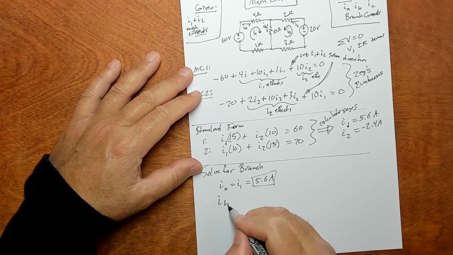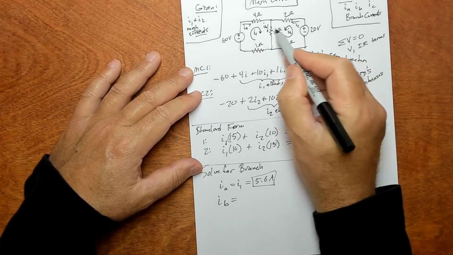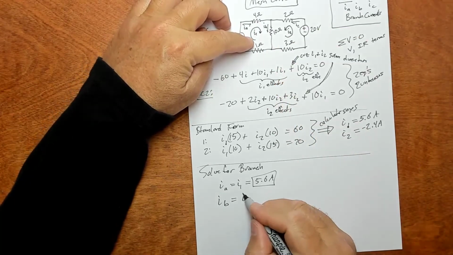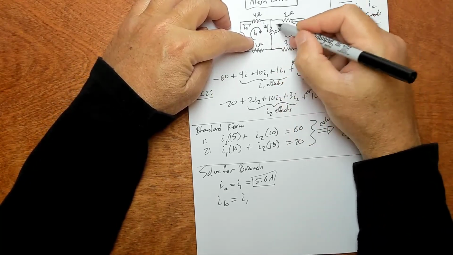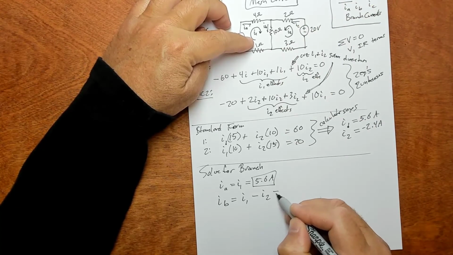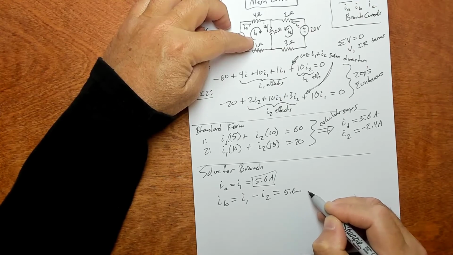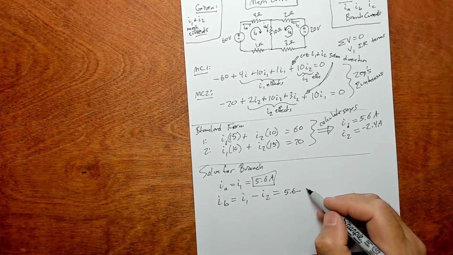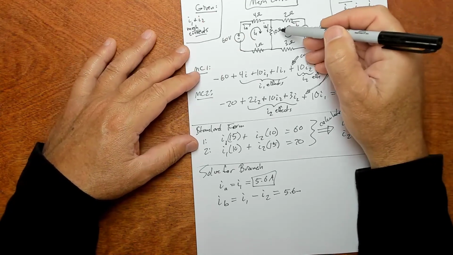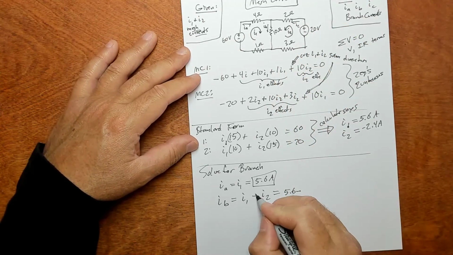But IB is, there's two mesh currents that go through that. So I1 agrees with IB, so it's going to be positive. I2 is the opposite direction of IB, so it's going to be negative. So it's going to be 5.6 minus, what is I2? I2 is negative, whoops. These agree. I1 and I2 agree. This should be a positive sign.